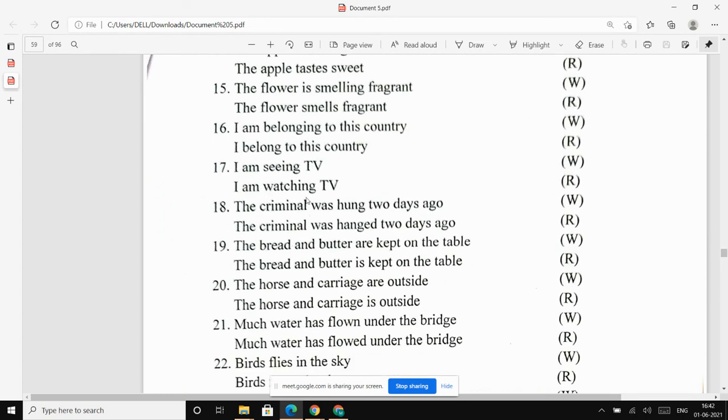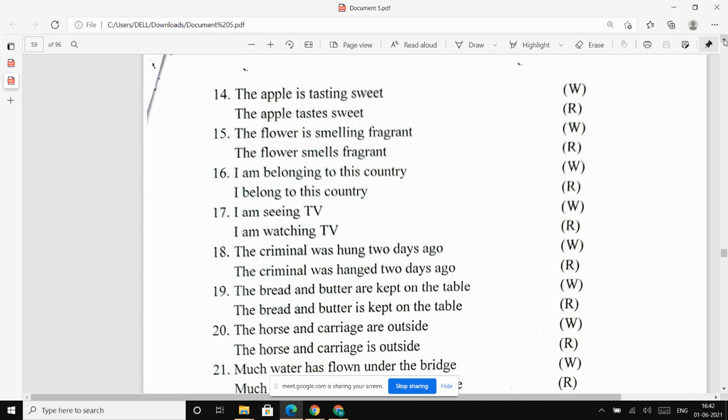Okay, and see here, the flower is smelling fragrant. The flower is smelling fragrant. So while writing the words like smell, taste relating to senses, we never use them in continuous form. The apple tastes sweet. The apple is tasting sweet. If the sentence gives like this, then you have to correct it as the apple tastes sweet. The flower is smelling fragrant. The flower smells fragrant. Okay.